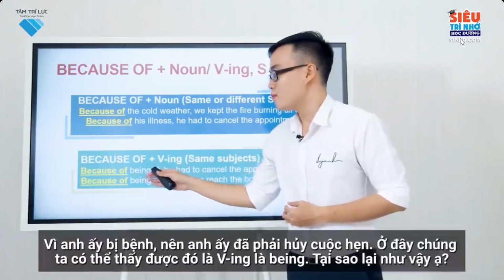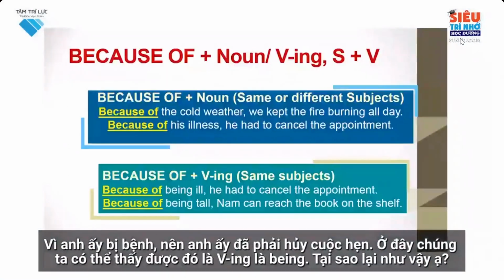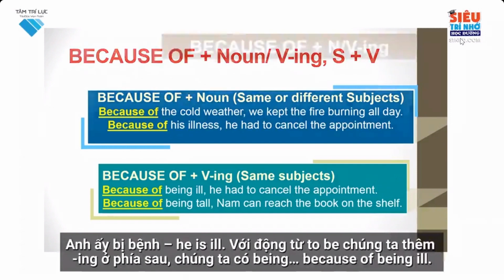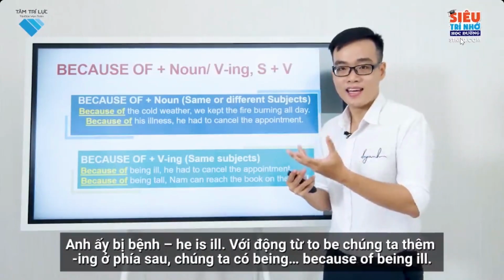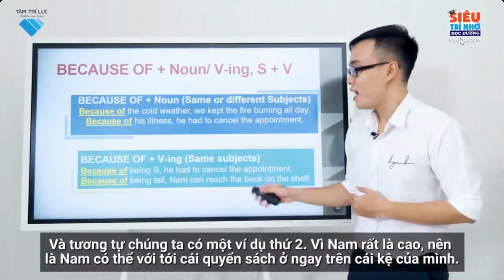For example, because of being ill, he had to cancel the appointment. Here we see that the verb-ing is being. Why? Because he is ill is a complete sentence, right? He is ill. With the verb to be, we add -ing at the end. We have being: because of being ill.